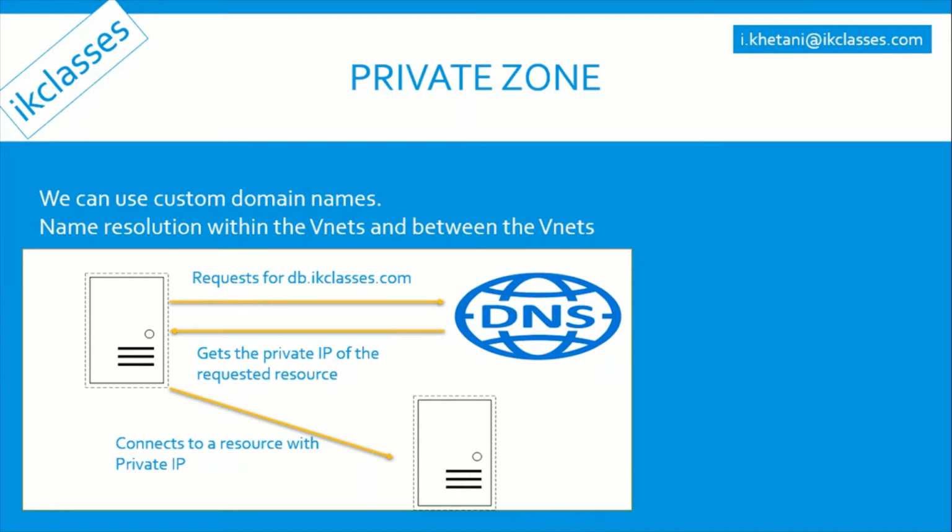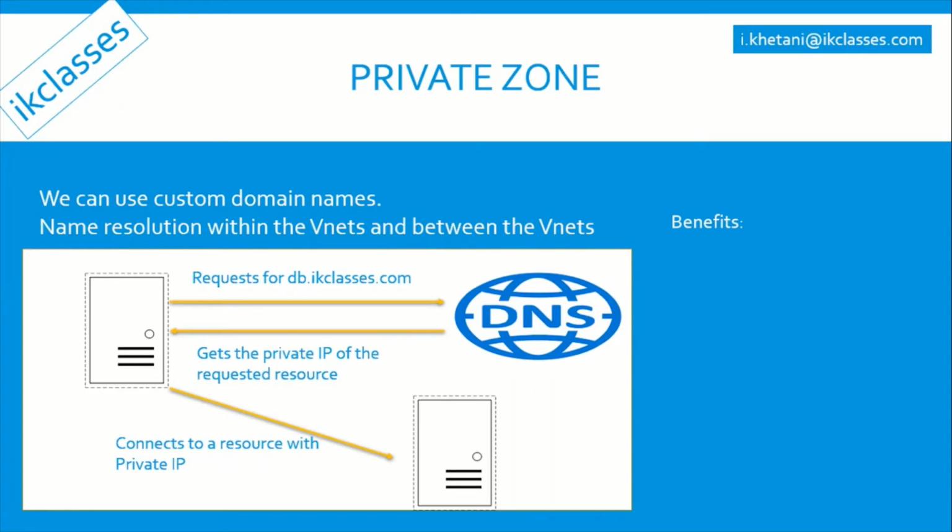So in a private zone, we can use custom domain names, and we can resolve the name within the VNets and also between the VNets. So no matter how many VNets you have, you can use one private zone, and with the help of one private zone we can resolve the names.